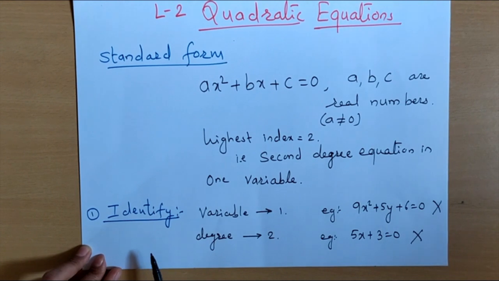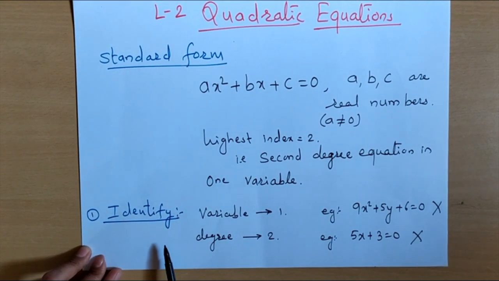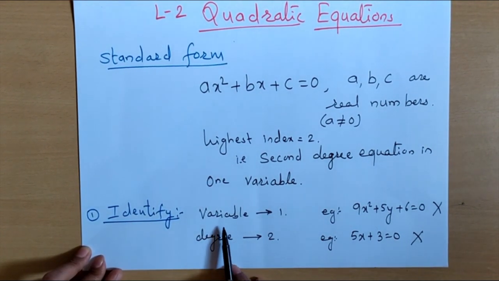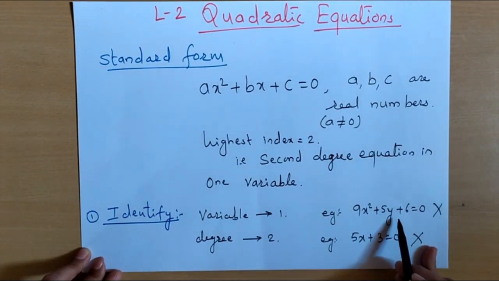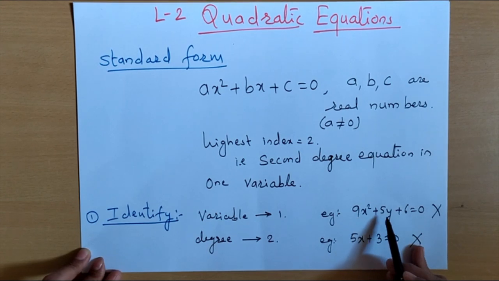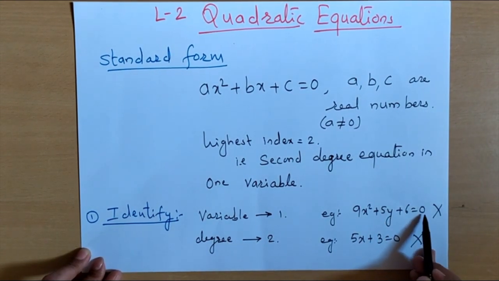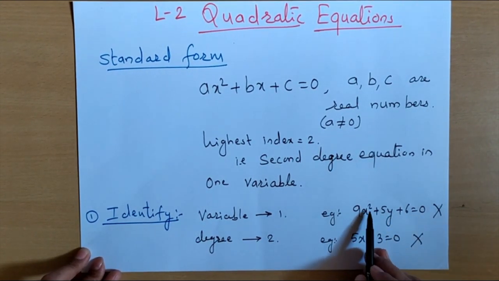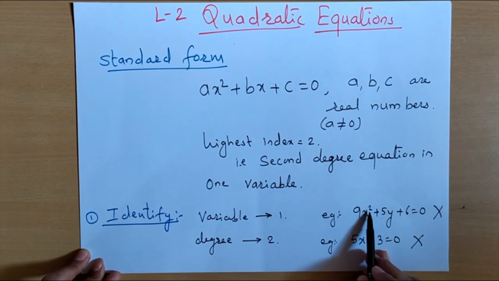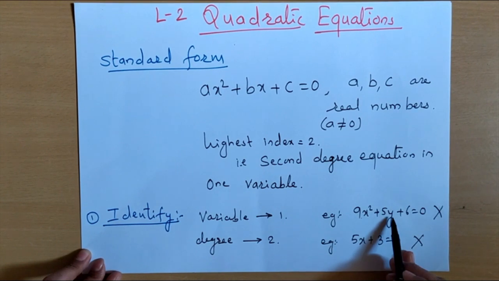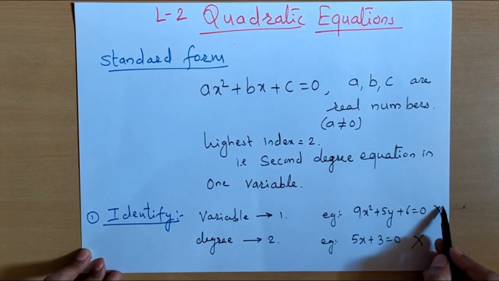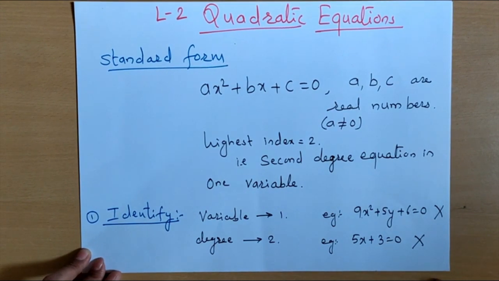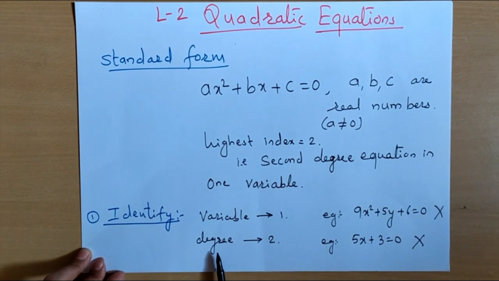Now how to identify a quadratic equation? The variable should be one. For example, if this equation is 9x square plus 5y plus 6 equal to 0. Now though here the degree is 2, it is a second degree equation, but if you see carefully, here is x, here is y, that means this equation is in two variables, so this cannot be considered as a quadratic equation. Then degree should be 2.